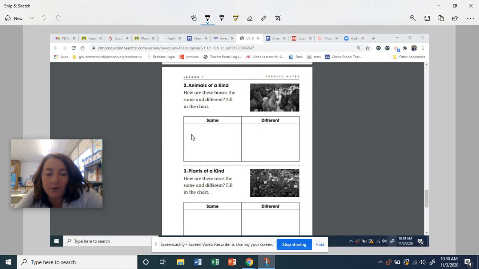All right, so what is something that's the same about the horses? So you might notice that they all have fur, or they all have manes, or they all have 2 eyes or 4 legs. So you're going to write what is the same about the horses. So right here, I think I'm going to write that they all have 4 legs.